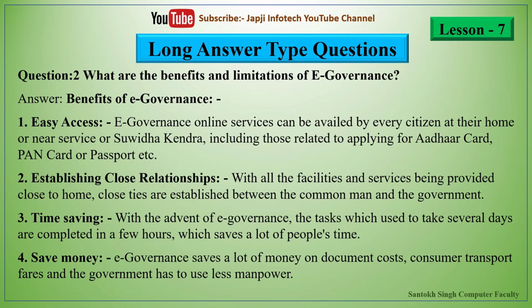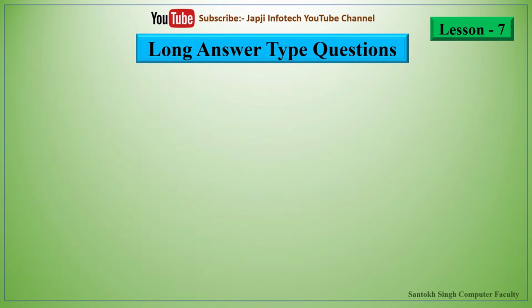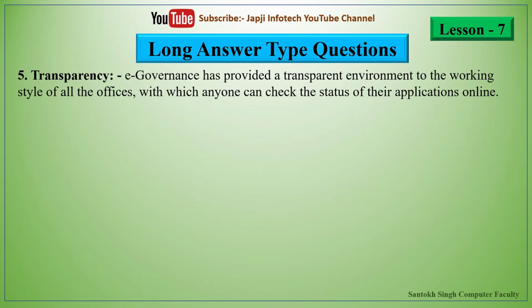Fourth one is saving money. E-governance saves a lot of money on document cost and consumer transport fare, and the government has to use less manpower. Fifth one is transparency. E-governance has provided a transparent environment to the working style of all the offices, with which anyone can check the status of their application online.